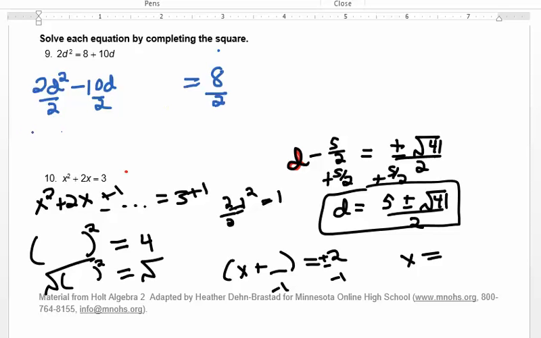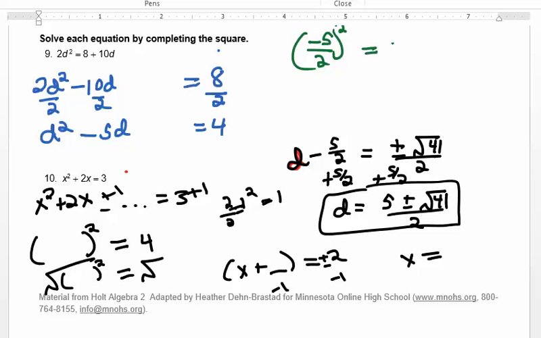And if I do that, I would get d squared minus 5d, I'm going to keep my space there, equals 4. Now is when I'm going to do the step we just learned. I'm going to take the b term, the one in front of the variable, negative 5, and I'm going to take half of it. And then I'm going to square that.